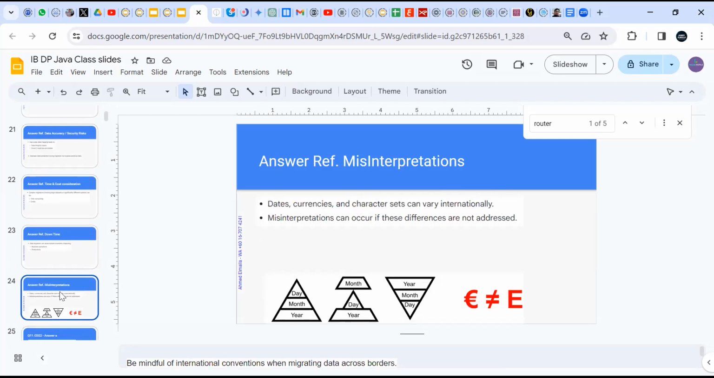Yes. Okay, so the most dangerous thing here is misinterpretation. That can happen with dates, currencies, and character sets.